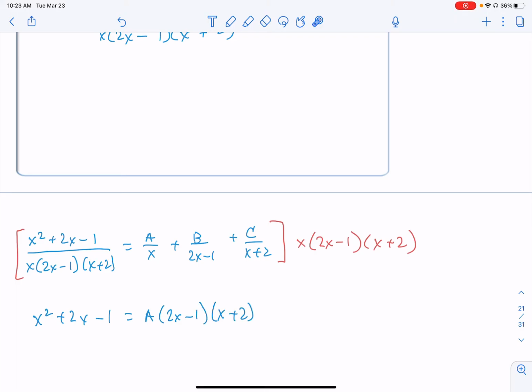Okay, and for the b term, the 2x minus 1 will cancel out, but it still leaves a factor of x and x plus 2. And then, excuse me, finally, for the c, the x plus 2's will cancel, leaving these two factors, x and 2x minus 1.